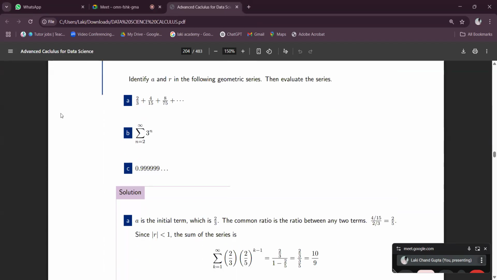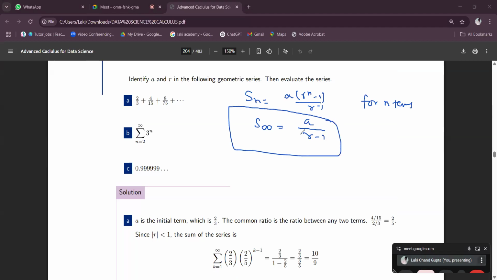One more thing, a r^n minus 1 upon r minus 1. This is the summation for n terms. Summation for infinite terms: if the series is infinite, then you can use a upon 1 minus r. This is a simple formula. Okay. For example, if I ask you to find the sum of this series, then what can you do?